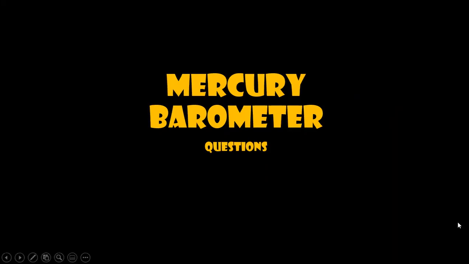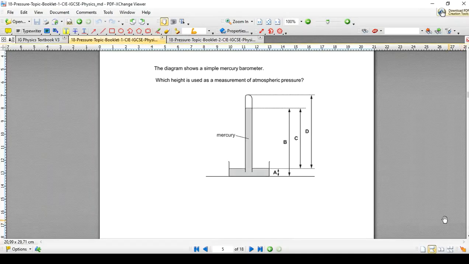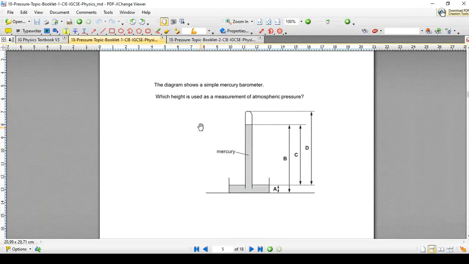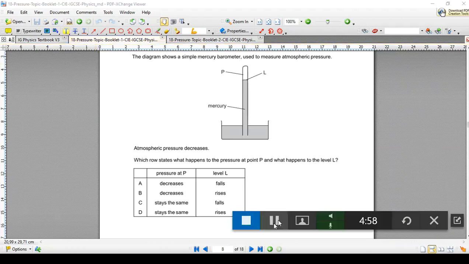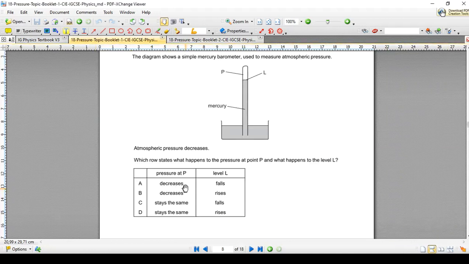So now we will be looking at Mercury Barometer questions. In this question they want you to indicate which height would be used. So obviously we know it is from the level here to the level at the top. In this question over here, they tell you the atmospheric pressure decreases. Now, what's going to happen with the pressure inside the tube? Remember, that's a vacuum, so there's no pressure in there. And the level here, is the level going to increase or decrease?